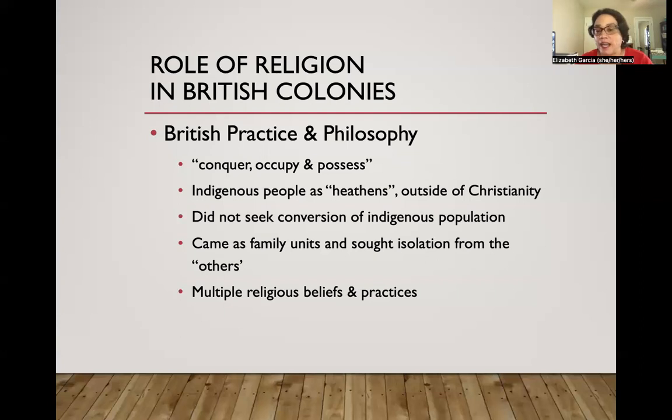English colonies began as family settlements, ensuring the segregation and the limitation of miscegenation. Among the English, there was no one church, like the Catholic Church is for the Spanish, that held the same kind of unifying and dominating power. So there are multiple religious beliefs and practices that the British settlers bring with them.